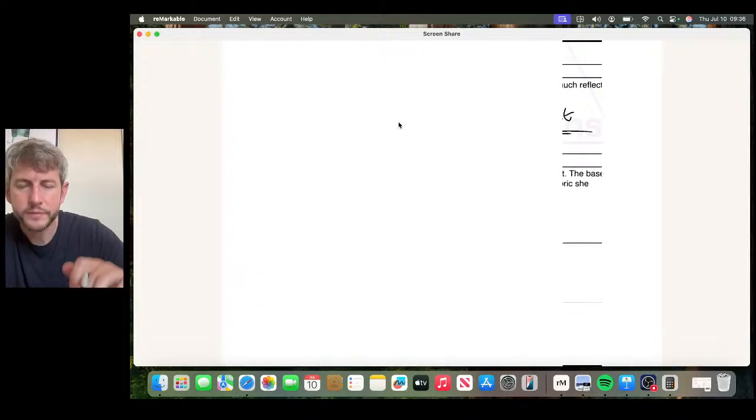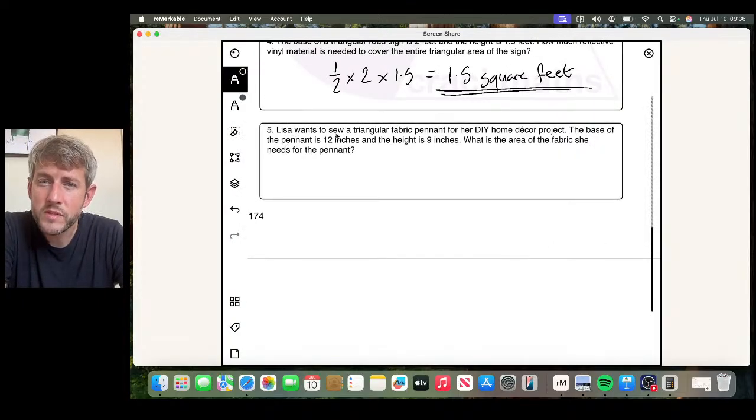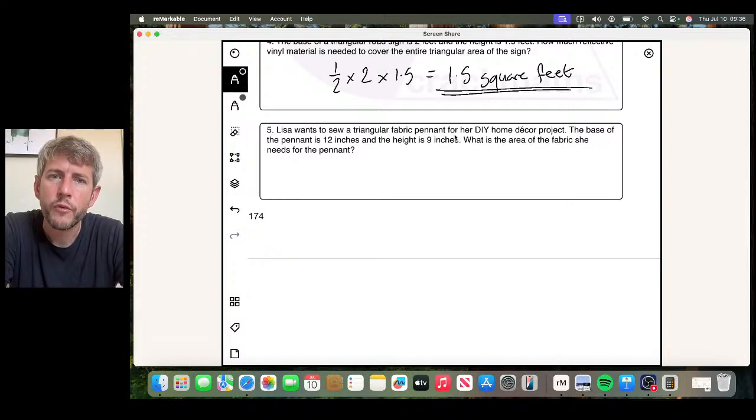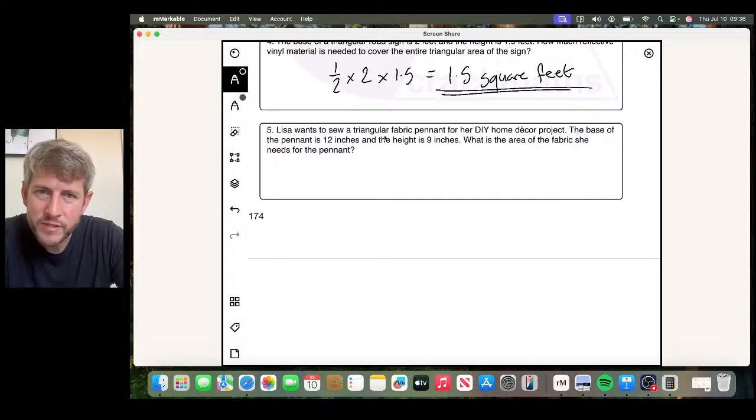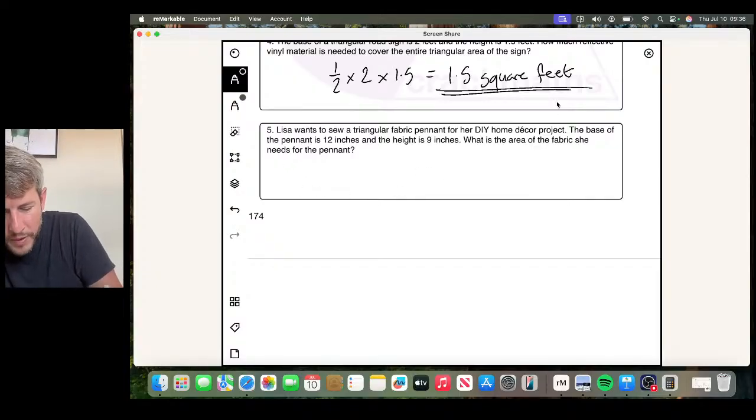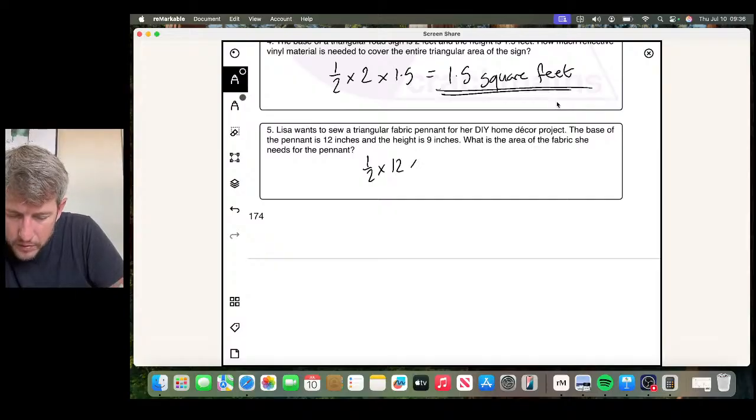Okay, question 5. We've got here, Lisa wants to sew a triangular fabric pennant for her DIY home decor project. The base of the pennant is 12 inches and the height is 9 inches. What is the area of the fabric she needs for the pennant? So again, just another story about a triangle. We pick out the information, the base is 12, the height is 9, and we're talking inches. So we have a half times 12 times 9. A half of 12 is 6. 6 times 9 is 54. So it'll be 54 square inches.